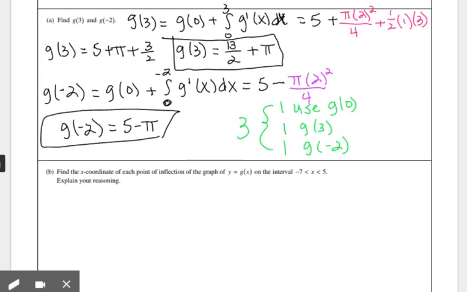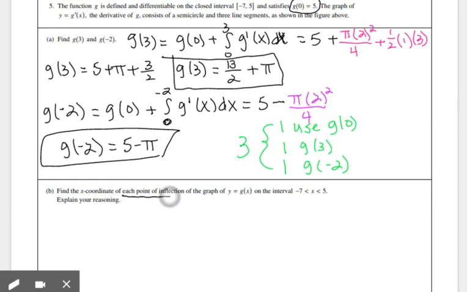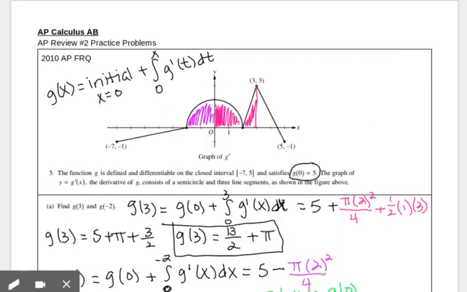Okay, so part B says to find the point of inflection of the graph. So points of inflection mean that we're going to be looking for where g double prime changes sign. But since we don't know anything about g double prime, we're actually going to be looking at the slope of g prime. So let's take a look at our graph.